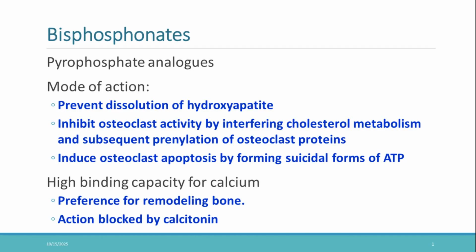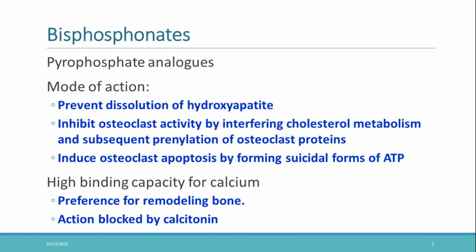Bisphosphonates are a group of drugs which are pyrophosphate analogues. Their mode of action is complex. They prevent dissolution of hydroxyapatite, which is the complex calcium and phosphate crystal found in the bone. They also inhibit osteoclast activity by interfering with cholesterol metabolism. And we know that cholesterol is subsequently involved in prenylation of osteoclast proteins.